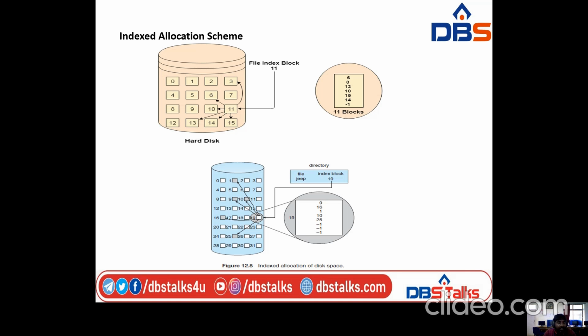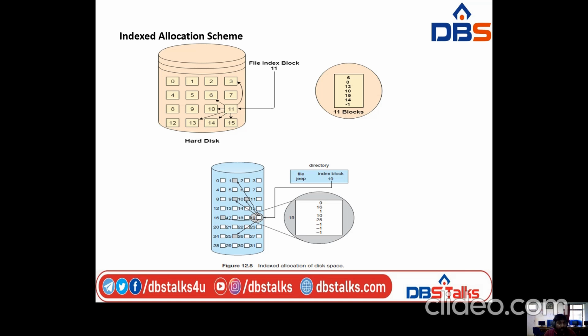So 11 is the main block. From 11 it points to 3, 6, 10, 13, 15, like that. This is the representation. These two representations are the same. Here this is also a disk block. In this disk block we have various blocks.